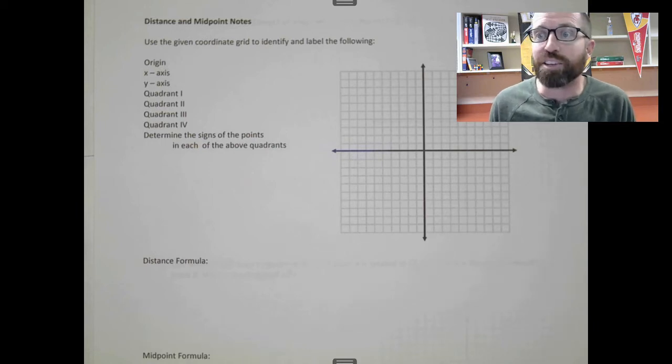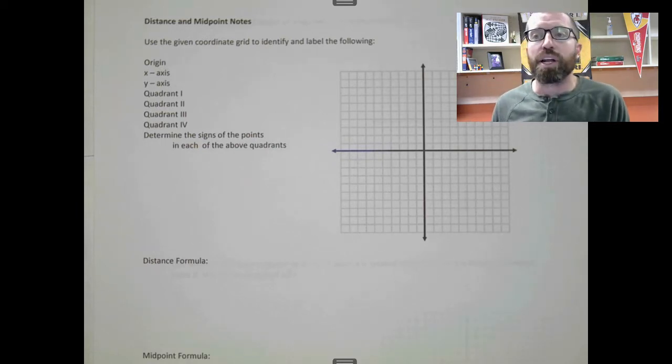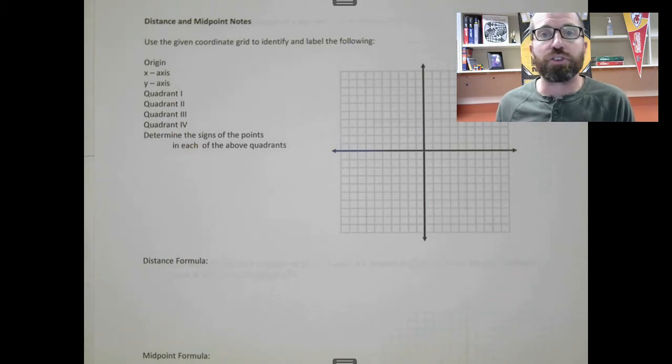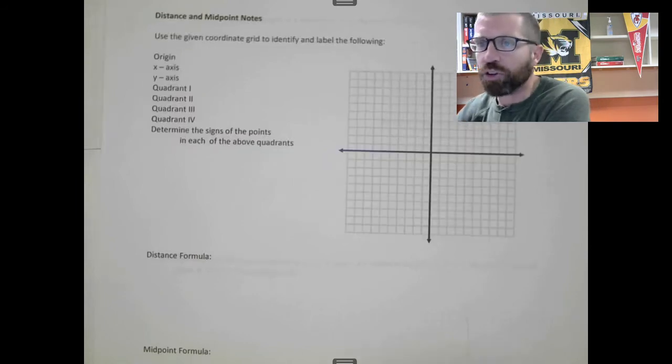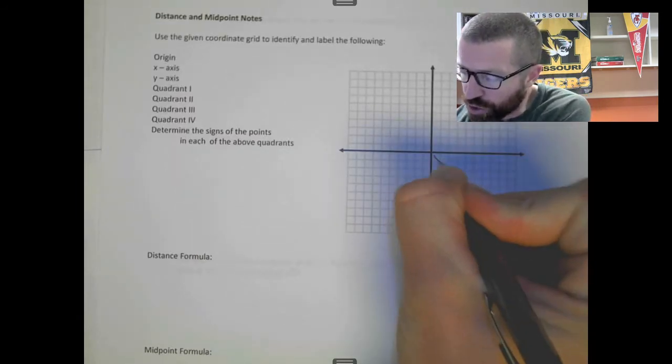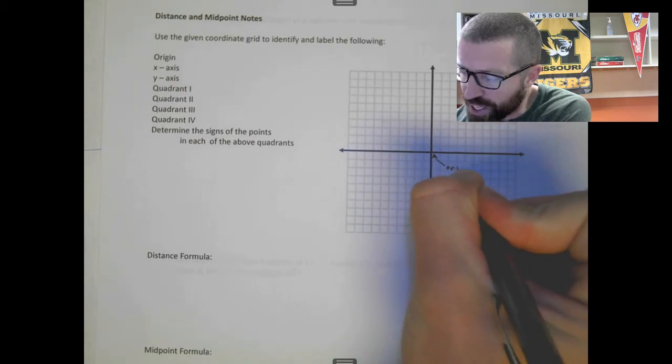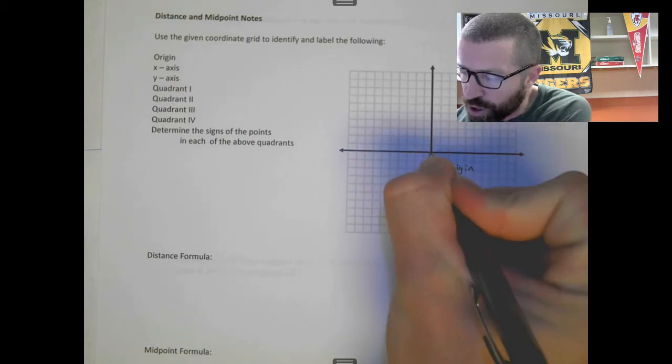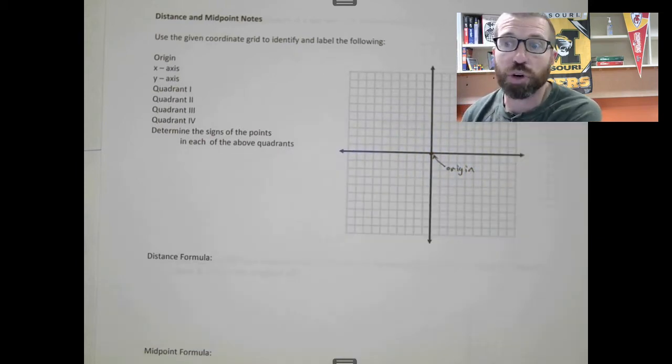In this video, we're going to look at distance and midpoint. And a couple things before we start is just redefining things in the coordinate plane to make sure we're on the same page. And so this is the coordinate plane. The origin's like the beginning, right? This is where everything begins. It's at 0, 0. You start here. That's your reference point for everything.